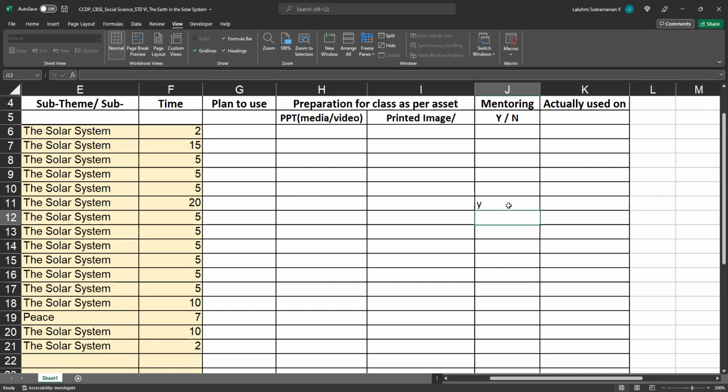which means the moment you put a yes, you need mentoring, then if you have a senior teacher in your school, you could talk to them and get it clarified, or immediately you will let your principal know, and they would in turn try to find somebody from Vidya Vahini who could help you. All of this has to happen before you actually go to the classroom.